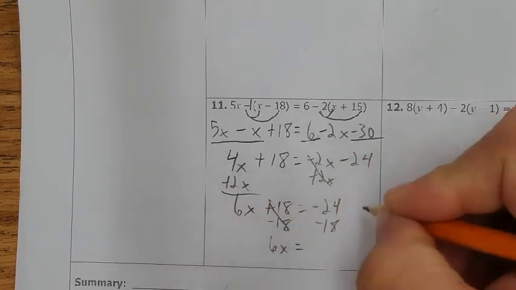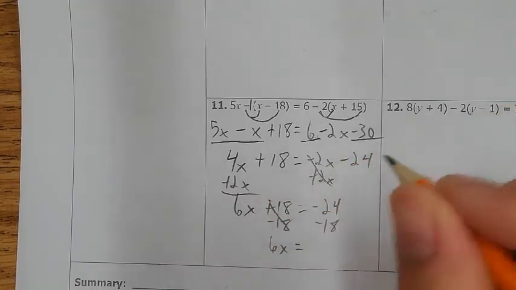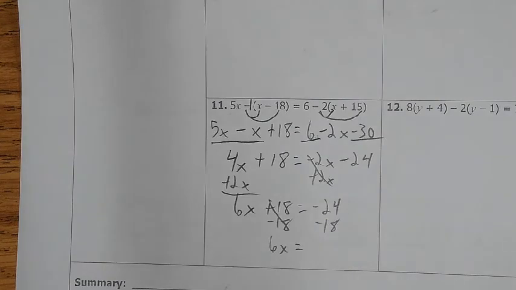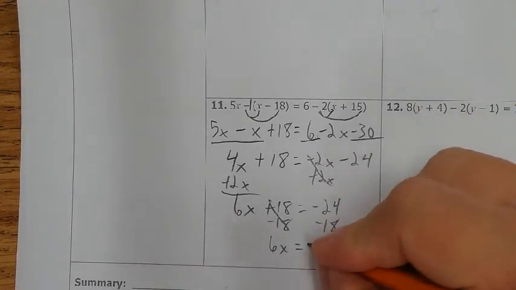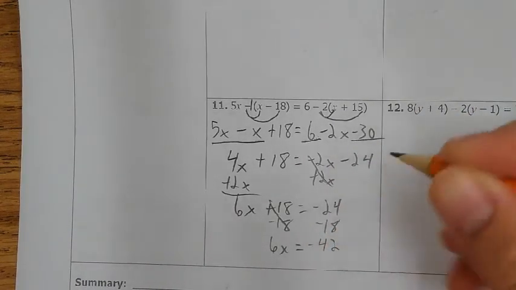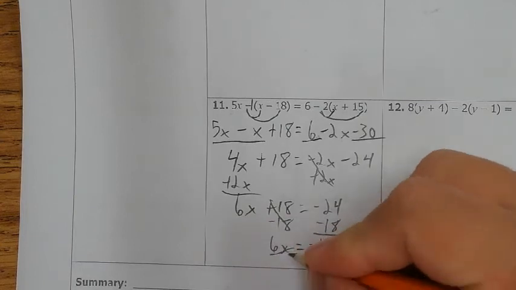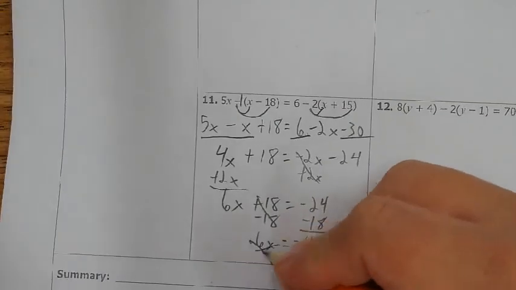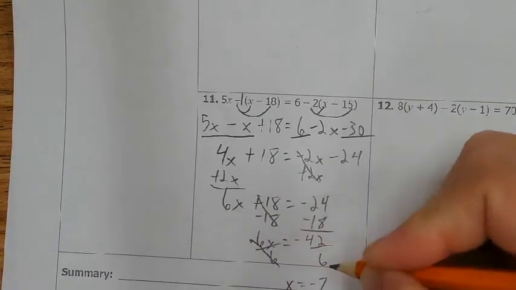And 6x equals negative 24 minus 18. That'd be negative 42. And then divide by 6. X equals negative 7.